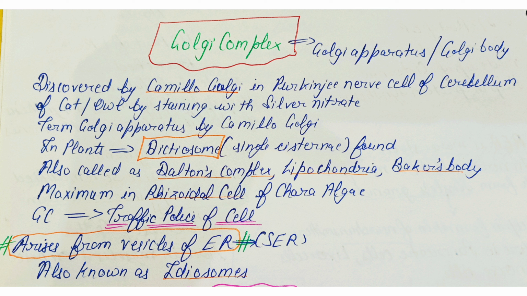This complex is also called Dalton's complex, lipochondria and Baker's body. The maximum Golgi complex is seen in the rhizoidal cells of the Chara algae. It is also known as the traffic police of the cell. It arises from the vesicles of smooth endoplasmic reticulum. Golgi complex is also known as idiosomes.